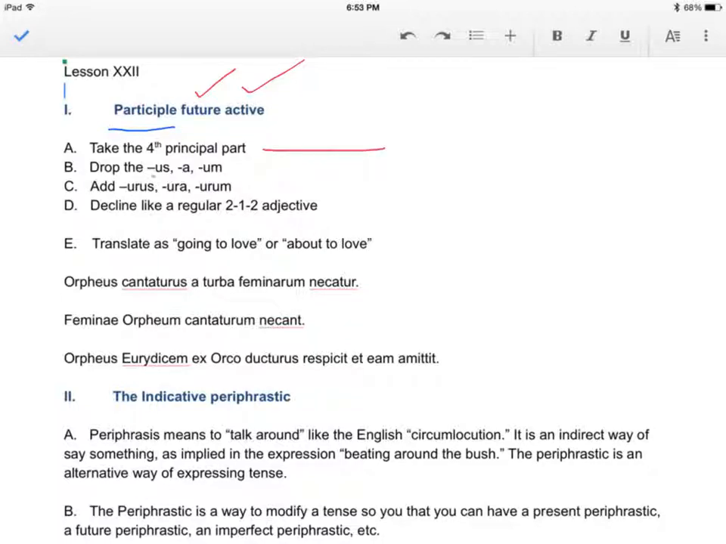Remember, that has a masculine, feminine, and neuter form. And then instead of the -us ending, you drop the -us and add -urus, -ura, -urum. And then you just decline that like a regular 2-1-2 adjective like bonus, bona, and bonum. So it's just a regular 2-1-2 adjective. You replace the -us ending of the fourth principal part with -urus, -ura, -urum.